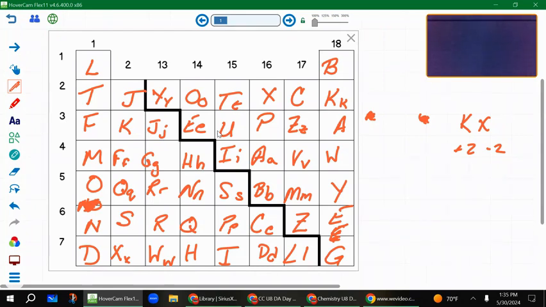The only ones I got wrong were H and J and the U. Any questions?